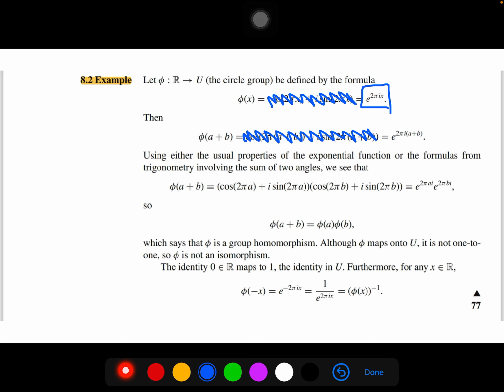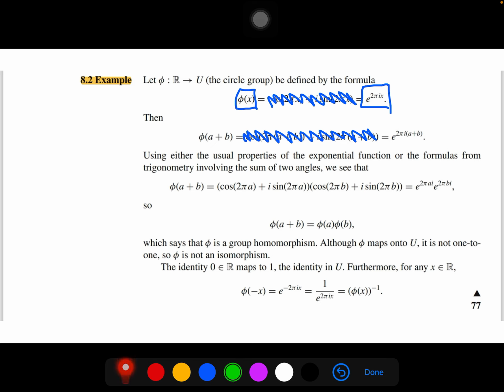So we say that any x from the domain is sent by phi and maps to e to the pi i x. Now we check the homomorphism property. If we have phi of a plus b, obviously our x is a plus b, so it becomes e to the pi i multiplied by (a plus b).